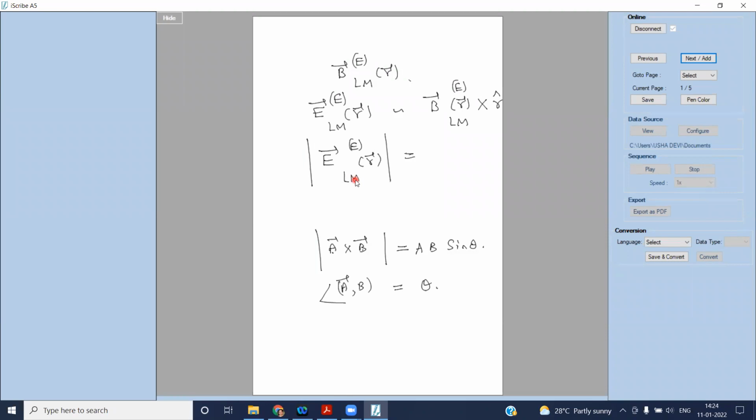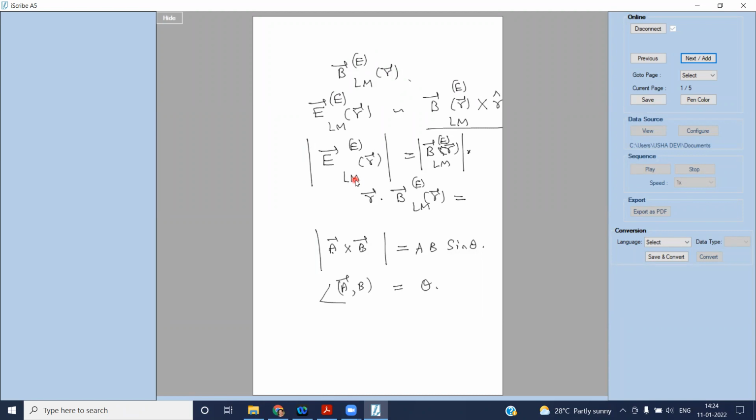Now tell me what is the magnitude of B_EM. It's a cross product. So I have to write the magnitude of B, the magnitude of R hat. I want you to tell me. I have written only part of this, multiplied by sine of theta between B and R. So do you know what is the angle between R and B_EM?